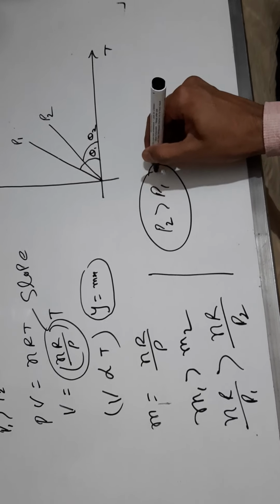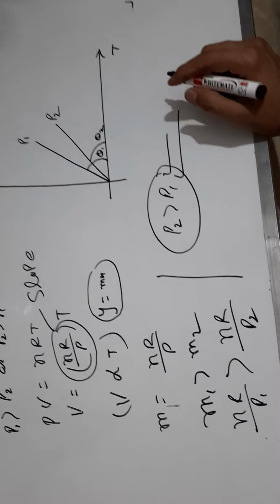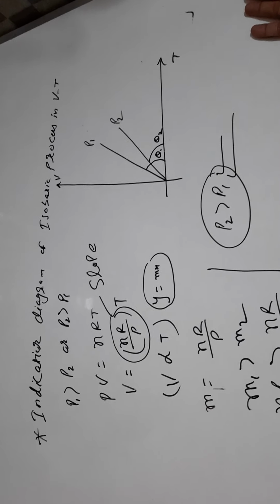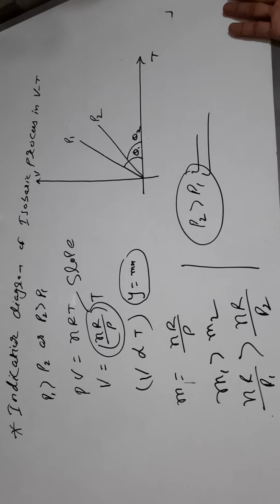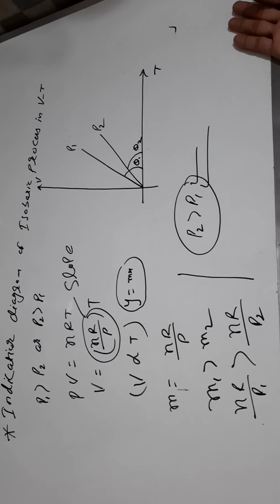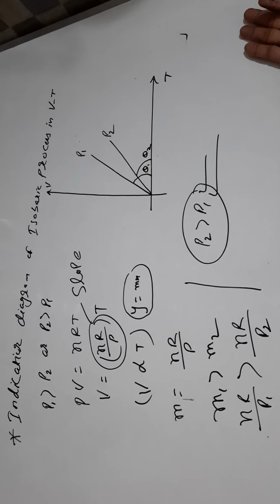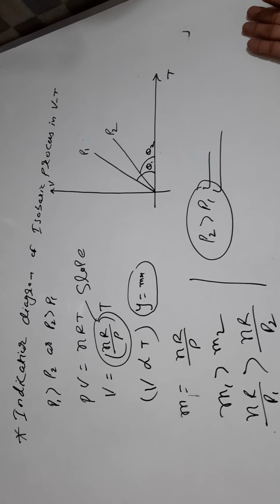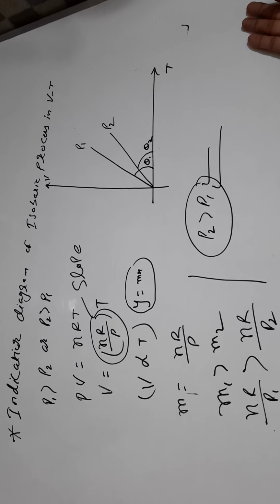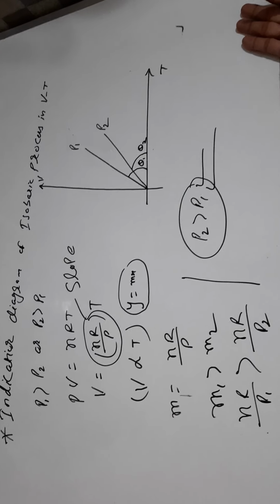So what is your answer? P2 is greater than P1. I'll follow the same process for the remaining processes, that is the isothermal process, and one more important one, the adiabatic process. My friends, you can note it down. Pause the camera. This is all about today's lecture dedicated to the isobaric process.